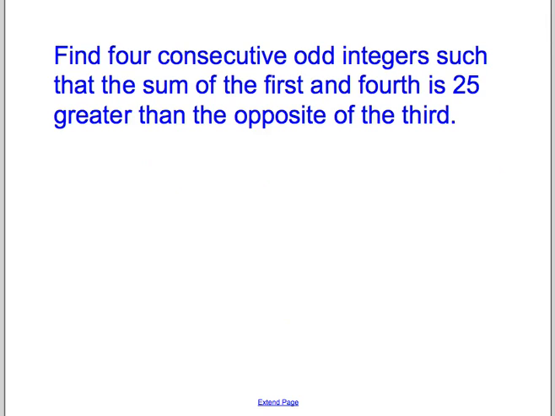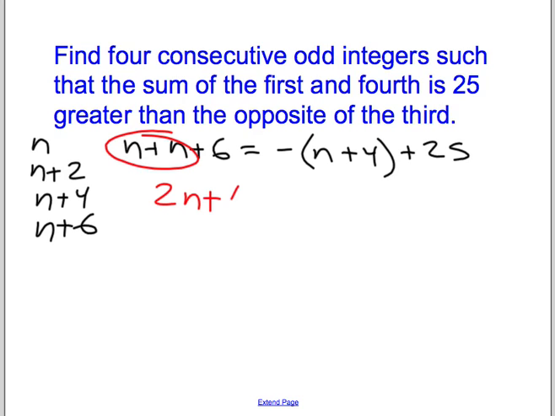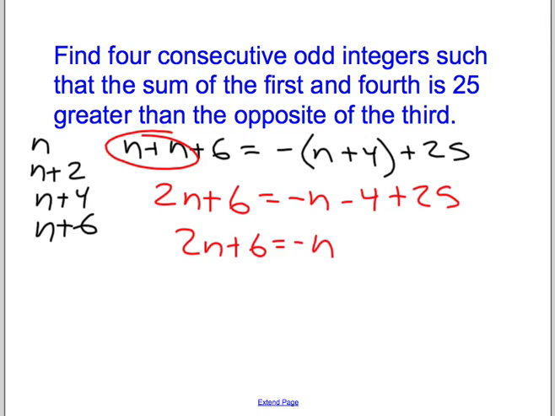Find 4 consecutive odds. That's n plus 2, n plus 4, and n plus, class? 6. All right, the sum of the first and fourth, so n and n plus 6, is going to cover up to 25 greater than the opposite, so there's a negative sign, and then the third one I need in parentheses, and then put that 25 greater than on the end. So the opposite of the third means I have to keep that third one in parentheses until I distribute the negative through. Start simplifying now. 2n plus 6 is equal to, and then distribute the negative, which just changes the sign of each. It doesn't change 25 because it's not in parentheses. 2n plus 6 equals negative n plus 21.